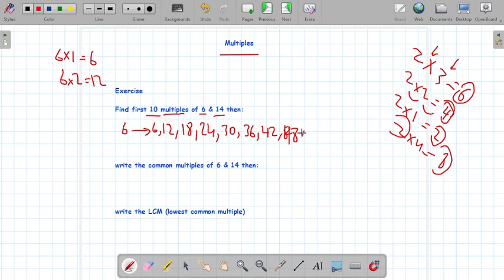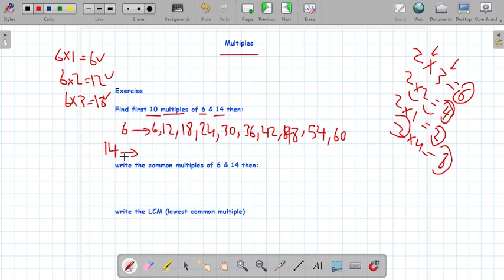The seventh is 42. The eighth multiple will be 48. The ninth one will be 54. And the 10th multiple will be 60. So this is the idea of multiples. It's the result of multiplying a number by other numbers. That's the first multiple, the second multiple, the third multiple, and this is a list of all of them.